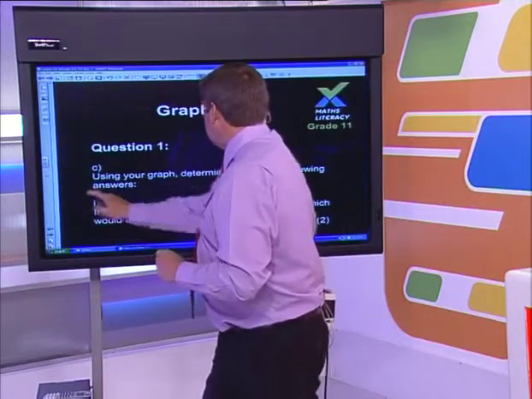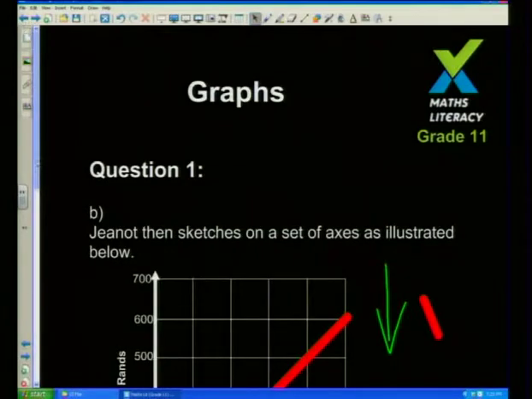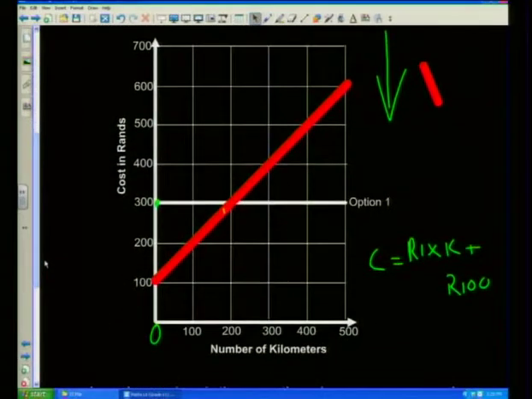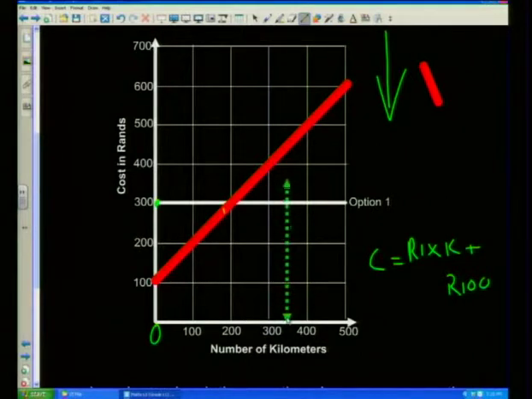and the question was, okay, using your graph, determine each of the following. If John only intends to travel 350 kilometers, which would be the better deal? Okay, so let's go. He wants to travel 350 kilometers. That means that from 350, which is round about over here, okay, which is the better deal?